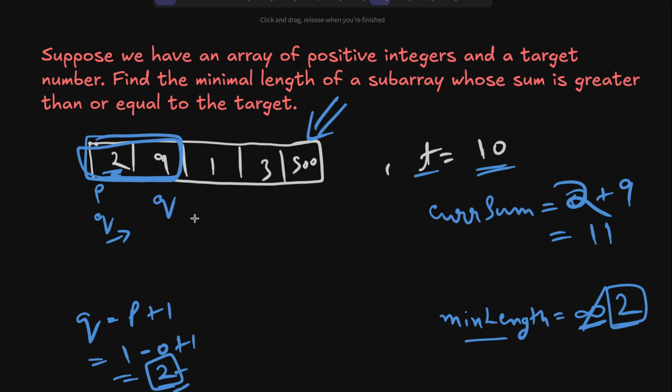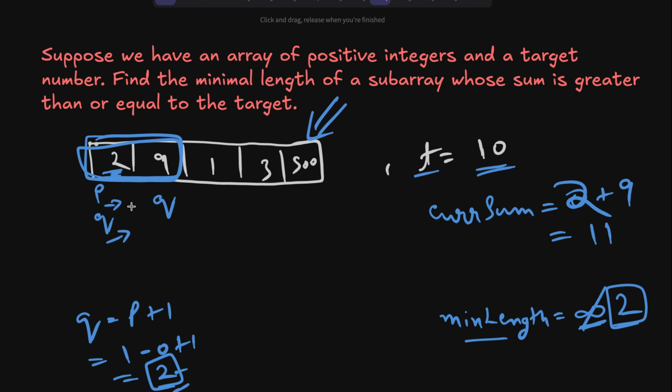And so now what should we do? Should we shift q or should we shift p? We should shift p. Why? Because we need to get the minimum length. If I try to shift q, I will reach here. It means I will have a length of 3, right? It will become greater than 2. But I need something less than 2, right? So instead of increasing q, I should now increase p. Why? Because we already have a valid window, right? So I need to figure out, is there a valid window smaller than the current one?